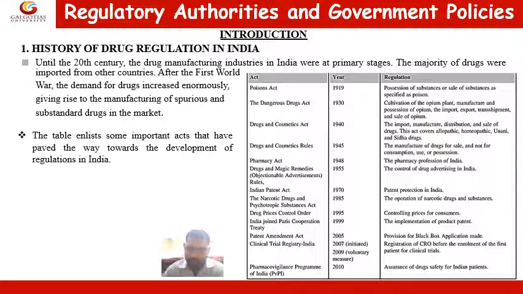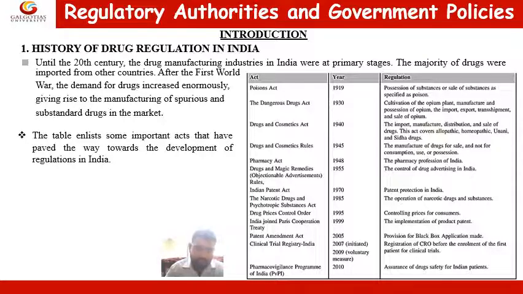The Clinical Trial Registry of India was set up by the government of India under the CDSCO in 2007. It includes the registration of CROs, that is, clinical research organizations, or you can also say contract research organizations. Another important program, adopted on the recommendation of CDSCO, is the Pharmacovigilance Program of India. It was first adopted by the CDSCO in 2010 and has been implemented slowly up to now.